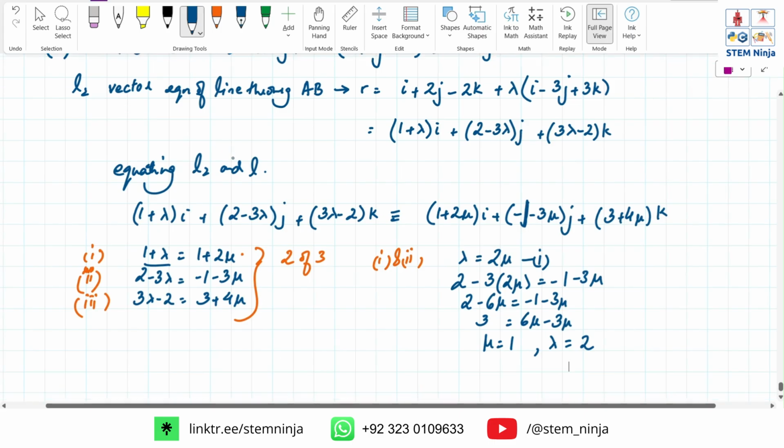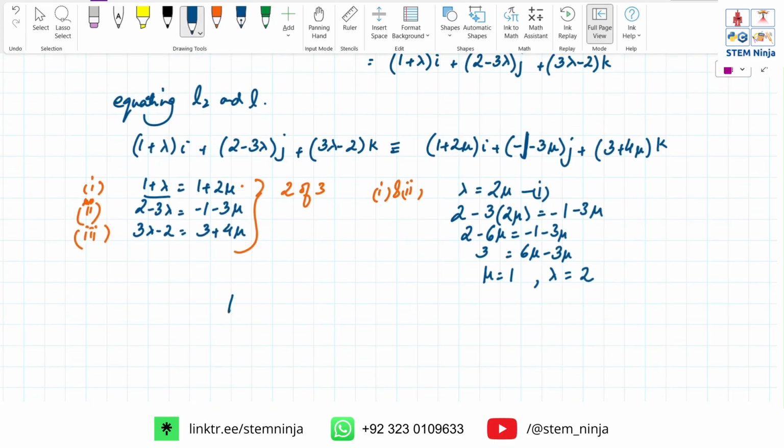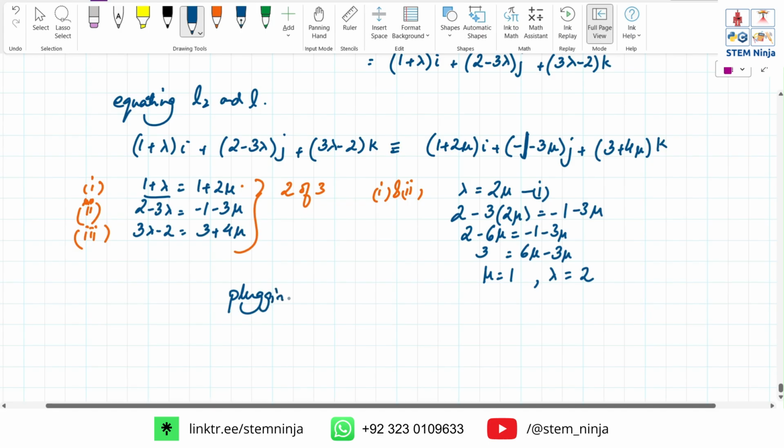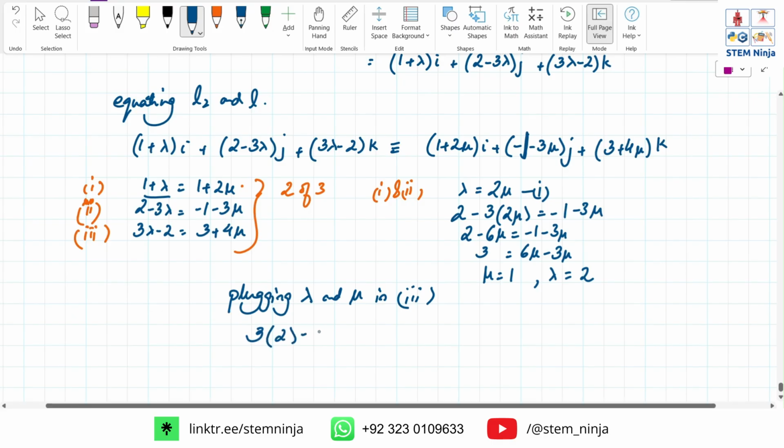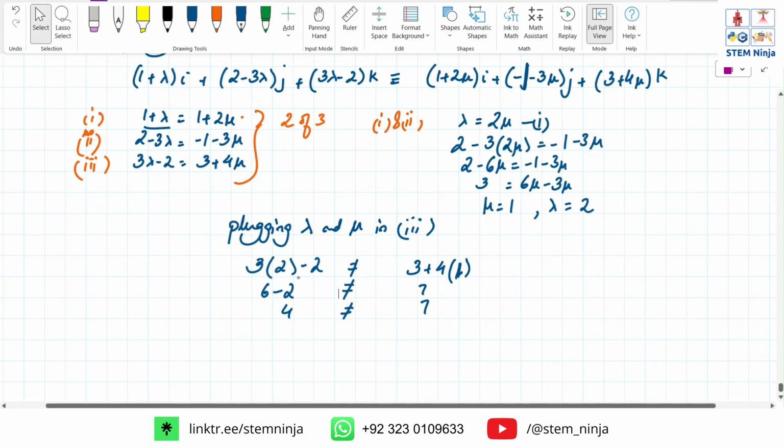Now we plug these two values, lambda and mu, into the third equation to see whether this matches or not. So 3 lambda minus 2, and the 3 plus 4 times 1. So 6 minus 2, 7. So 4, 7. So basically, as you can see, the left hand side does not match the right hand side. So therefore, the lines do not intersect.